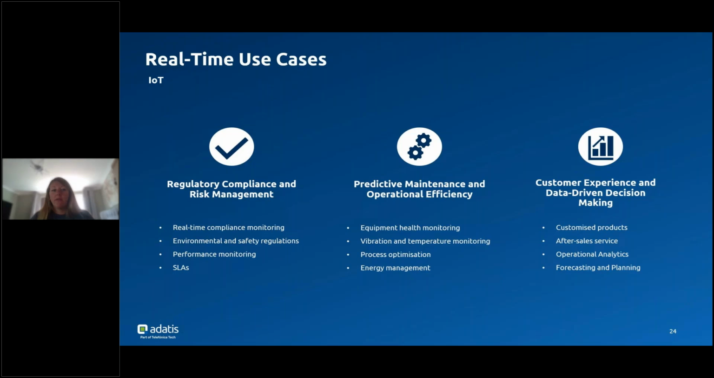You can have operational analytics; real-time data can provide insights into performance, helping management make informed decisions to improve efficiency and productivity. You can have your forecasting and planning. It can enhance forecasting accuracy for production planning, inventory management, and demand prediction, leading to better resource allocation and reduced costs.